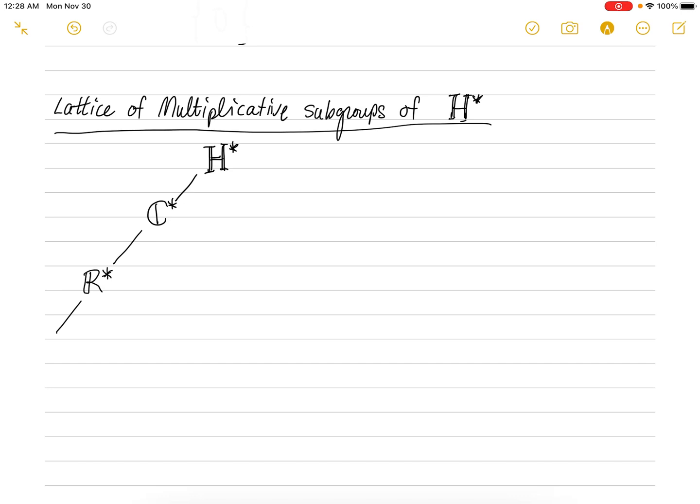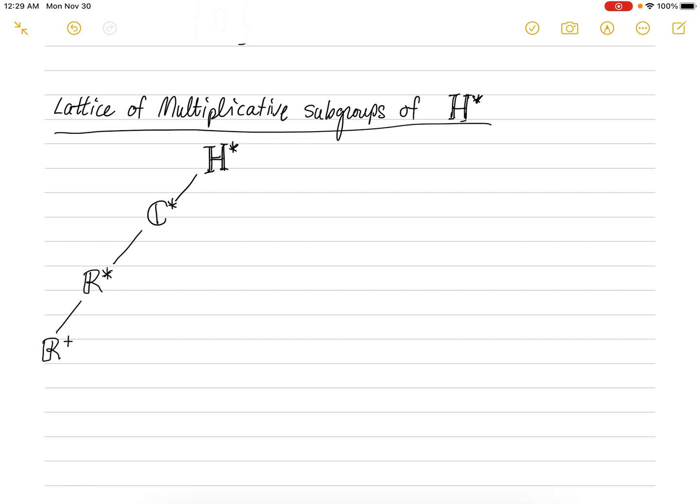Okay, underneath R star, I'm going to write R plus. So these are just the positive real numbers. The positive real numbers are contained within the non-zero real numbers. And if you think about it, that's going to be a group under multiplication. A positive times a positive is a positive, right? So you've got closure.